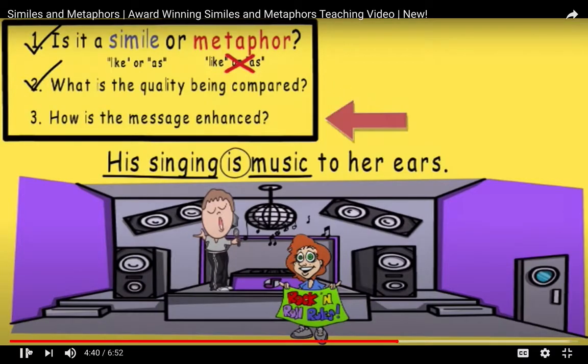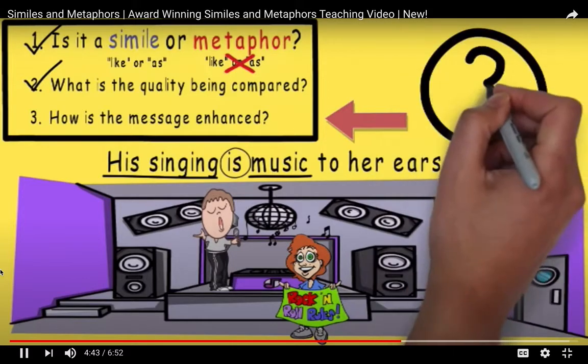So why would the author use this metaphor? When she says it's a melodic quality, melodic just means it's harmonious. It sounds like good music. It has that rhythm that music has. So that's the similar quality. So his singing shares a quality to music that you would hear on a radio. It's really good singing. How is the message enhanced?